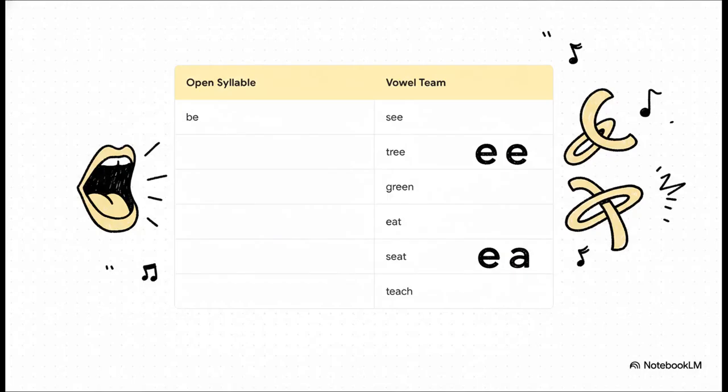And check this out. You can really see how this works with these examples. So words like bee, that's a classic open syllable. The E is just hanging out at the end. Then you've got the E team, right? See, tree, green. And the EA team gives us words like eat, seat, and teach. So whenever you spot one of these spellings, it is a huge clue that you're dealing with that long E sound.